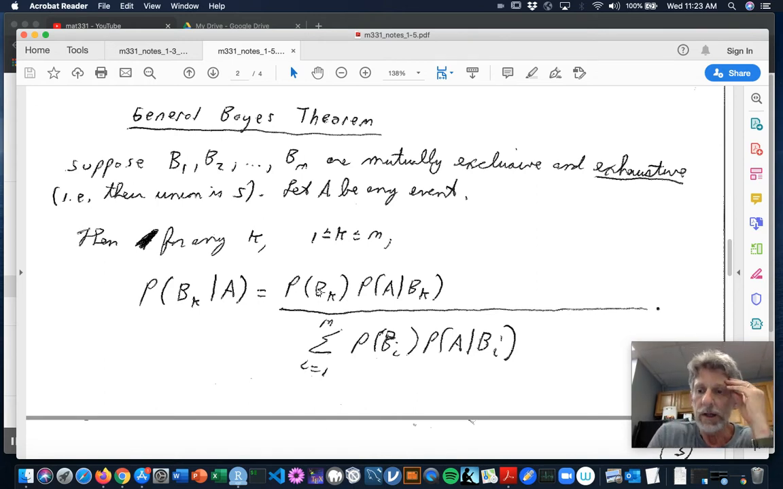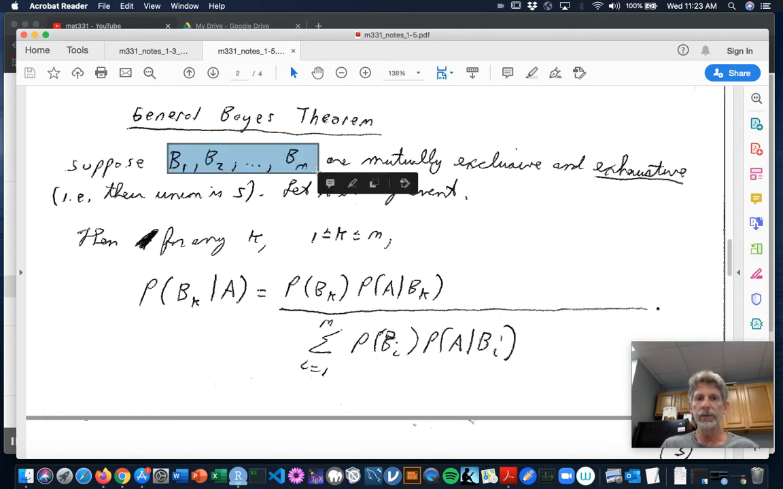So in our situation, there were two events, closet A, closet B, that were mutually exclusive, and they were exhaustive in the sense that they union up to the whole sample space. You had to walk into either closet A or closet B. And they were exclusive because you couldn't have walked into both. Okay? Let's generalize that and say that you've got M events, B1 through Bm, that are mutually exclusive and exhaustive.